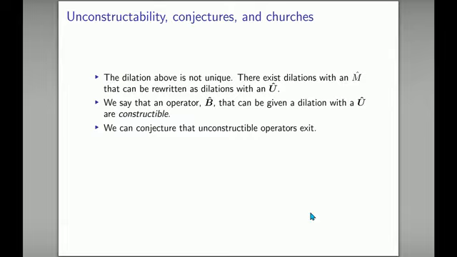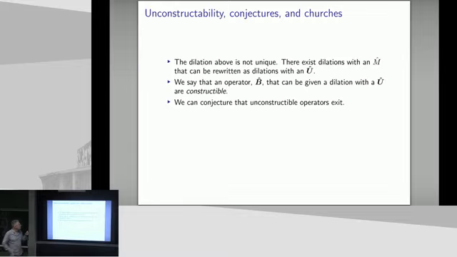So you could conjecture that unconstructible operators exist. You can conjecture that there might be operators that can't be written with a unitary. And I don't really know. I have some examples on either side, and I haven't really proven it. You could also conjecture that all operators are constructible. I don't really have the answer to that question.